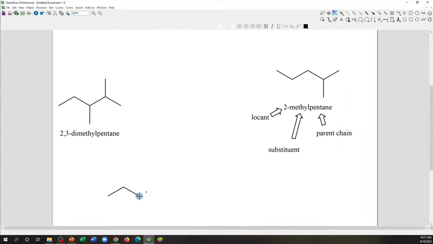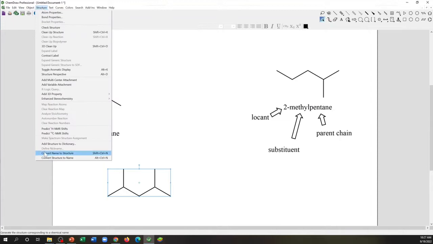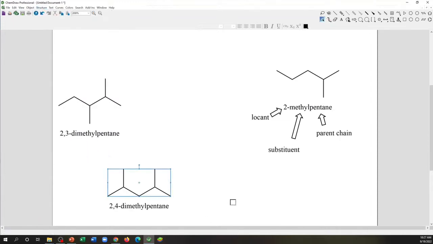I'm going to draw another compound, and let's see if you can name it. So we'll go ahead and draw in a parent chain right here, and then I'm going to put some substituents on it like this. All right, I would encourage you to pause the video and see if you can name this compound right here. I'm going to cheat and go ahead and convert structure to name, and this is 2,4-dimethylpentane.